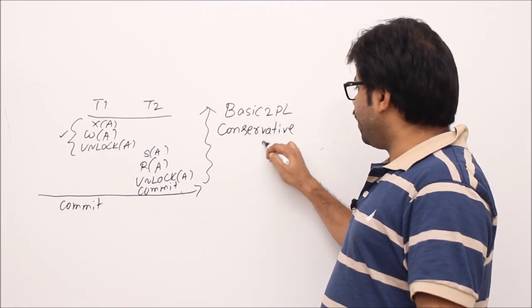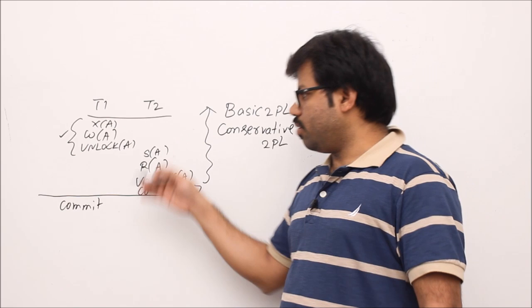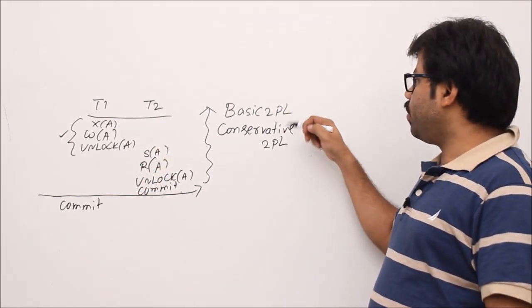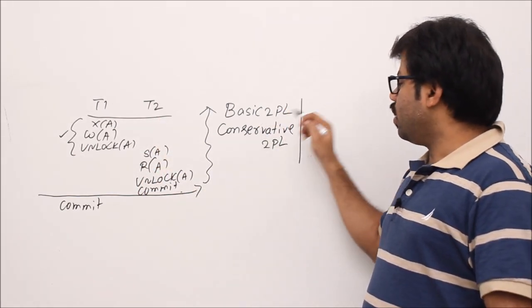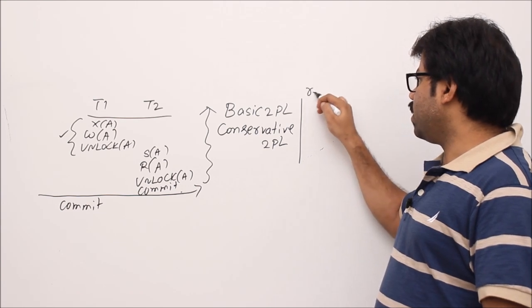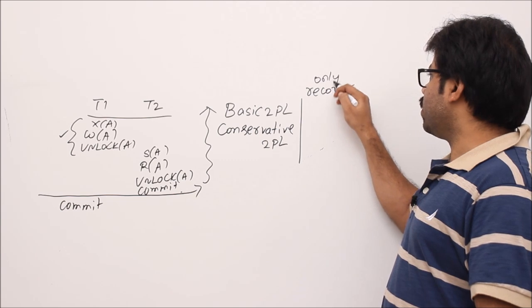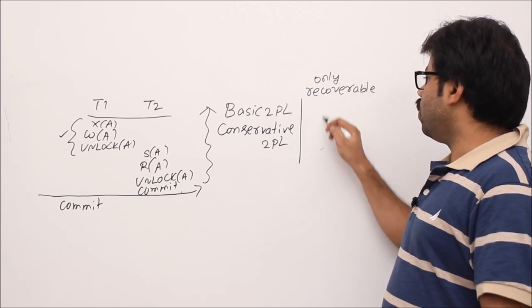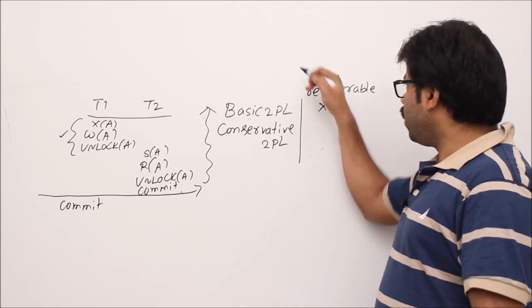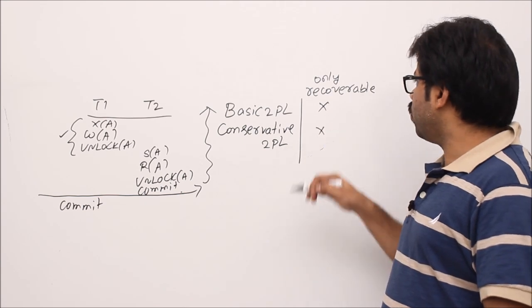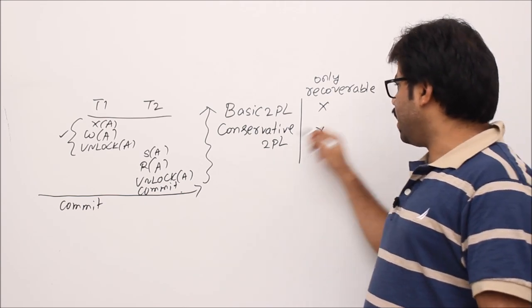Both are having the same idea, right? With this model, basic 2PL allows non-recoverable schedules also. The question: does basic 2PL allow only recoverable schedules? No. Does conservative 2PL allow only recoverable schedules? No. Now similarly we'll see cascadelessness.